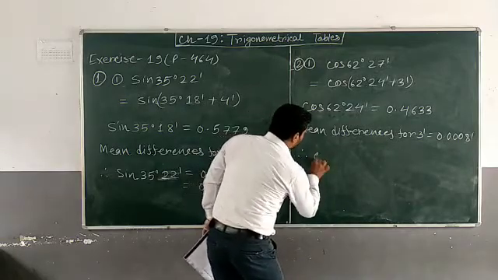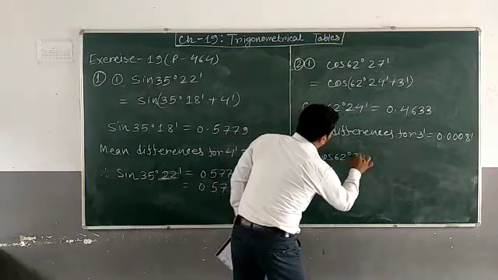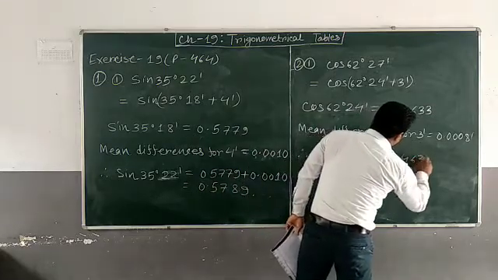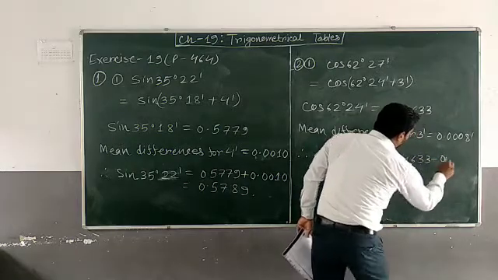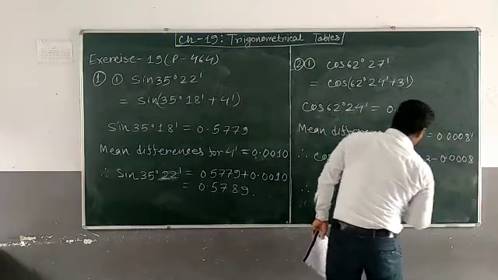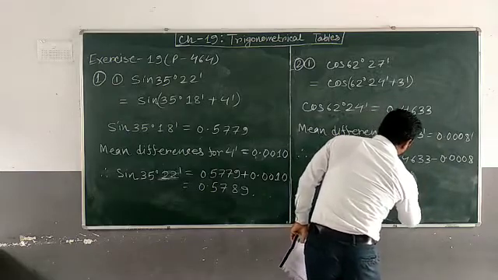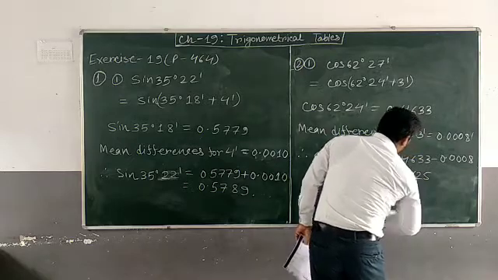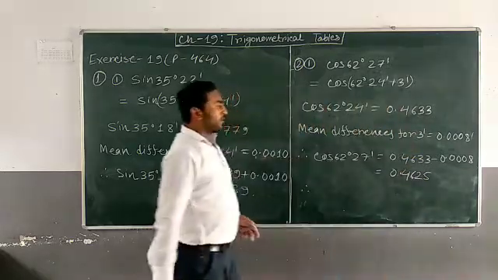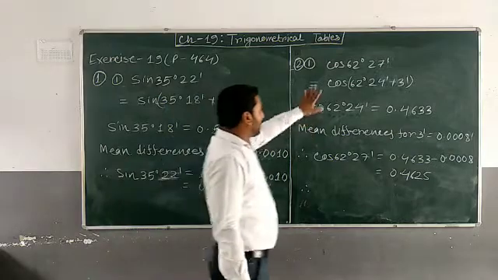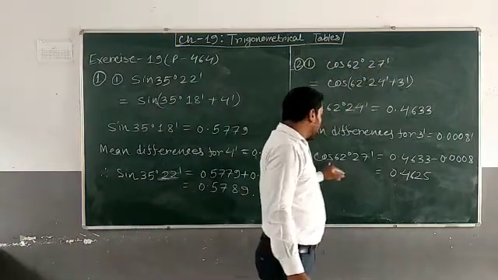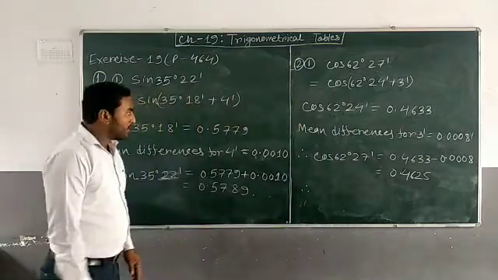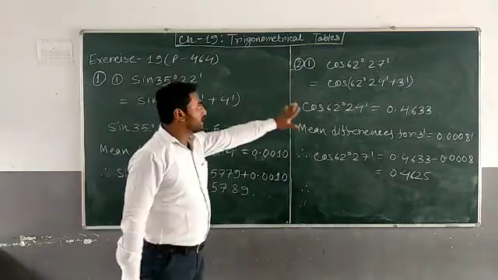Therefore, cos 62 degree 27 minutes equals 0.4633 minus 0.0008, that equals 0.4625. So finally the value of cos 62 degree 27 minutes equals 0.4625. Okay, now sin theta is done, cos theta is done.